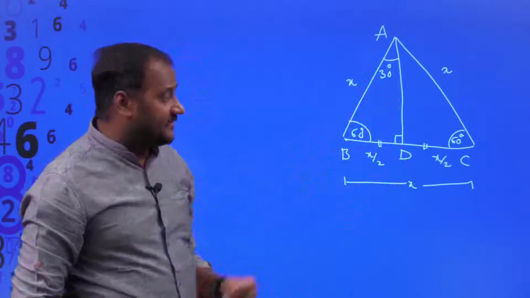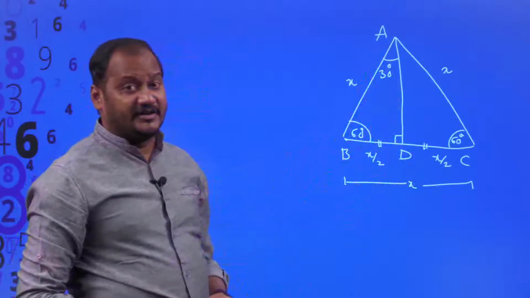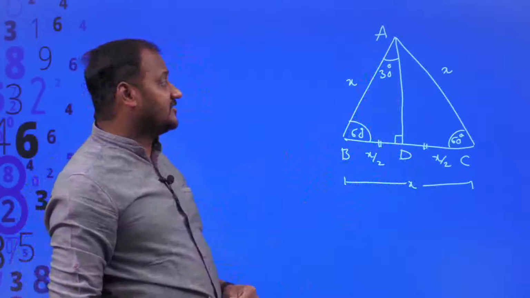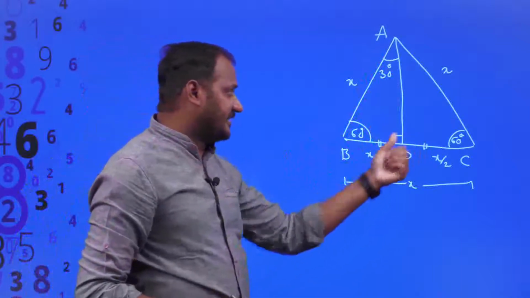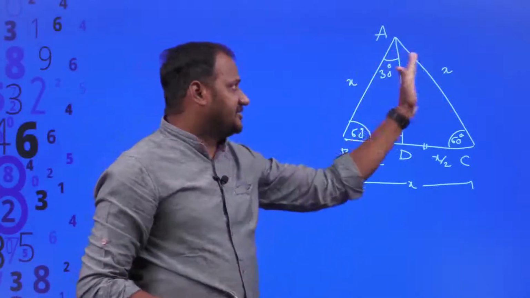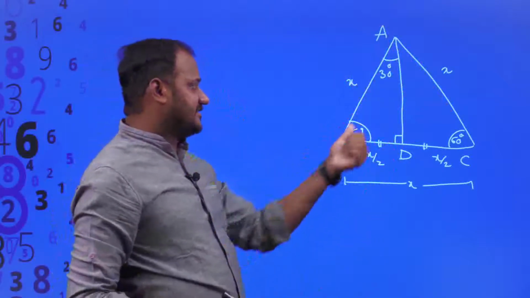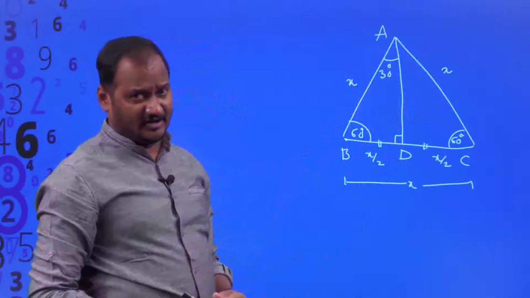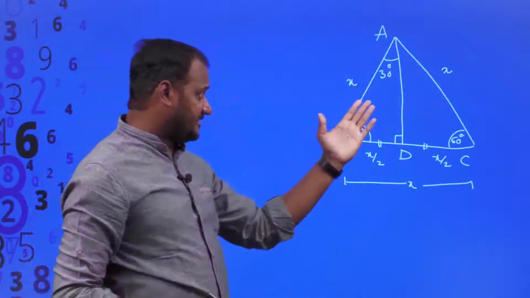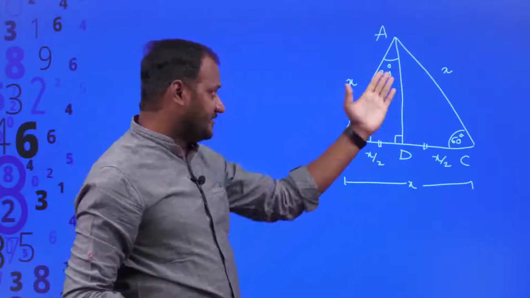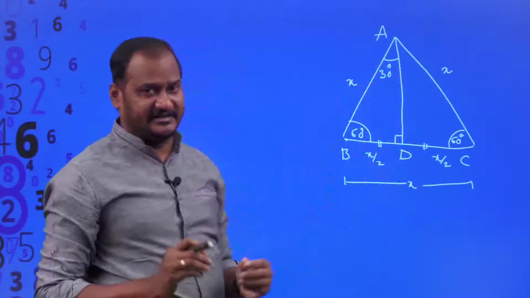Yes, obviously those 2 triangles are congruent triangles, right? How are they congruent? Right angle is equal to right angle, hypotenuse equal to hypotenuse, and one of the sides is equal to one of the sides. So by RHS congruence, these 2 triangles are congruent, so you can consider either triangle ADB or triangle ADC, anything is okay.